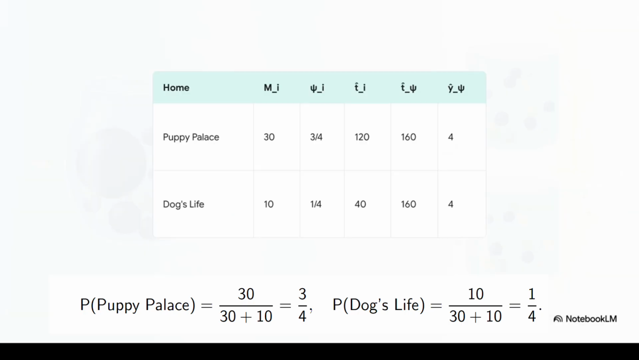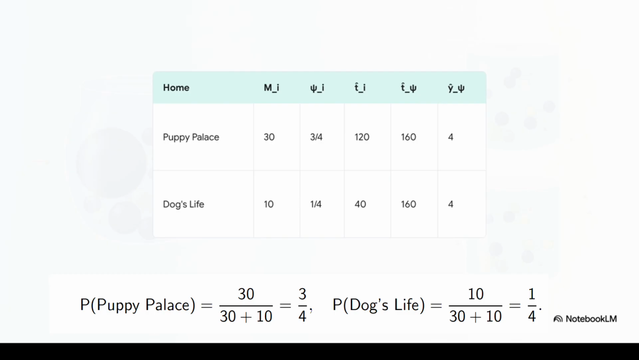All right, let's follow the numbers, and let's assume every puppy has 4 legs. So, scenario 1, we select Puppy Palace. Our estimate for the total number of legs there is 120. Now, we apply that inflation step. 120 divided by its selection probability of 3/4 gives us 160.